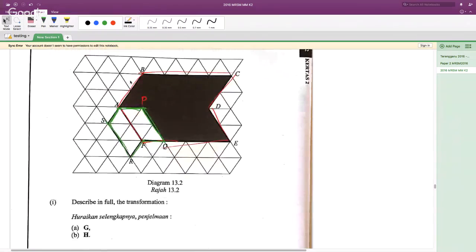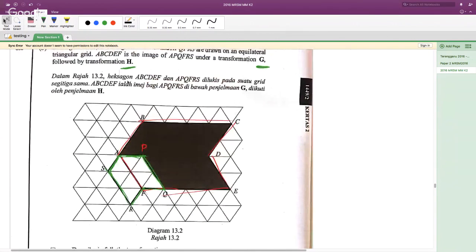Okay, so fully describe what G and H are. All right, now the green one, they will do some transformation. Then they become the big image here. Okay, this is the whole logic of it. So I hope you actually can see that.